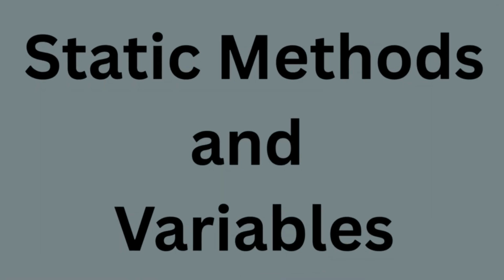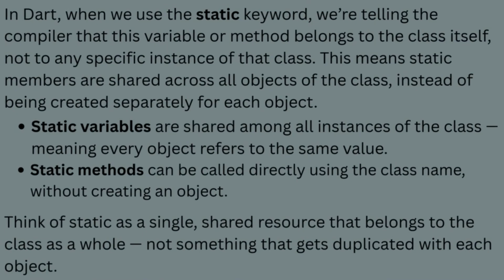Alright, let's talk about the static keyword in Dart. Whenever we use the static keyword, we're basically saying, hey Dart, this variable or method doesn't belong to just one object. It belongs to the class itself. That means static members are shared across all the objects of that class. No matter how many objects you create, there's only one copy of the static variable or method.